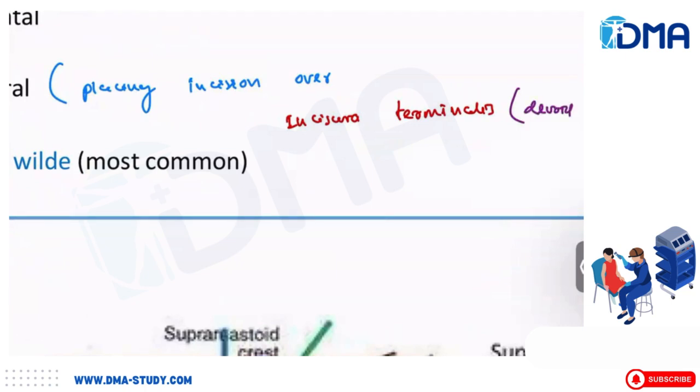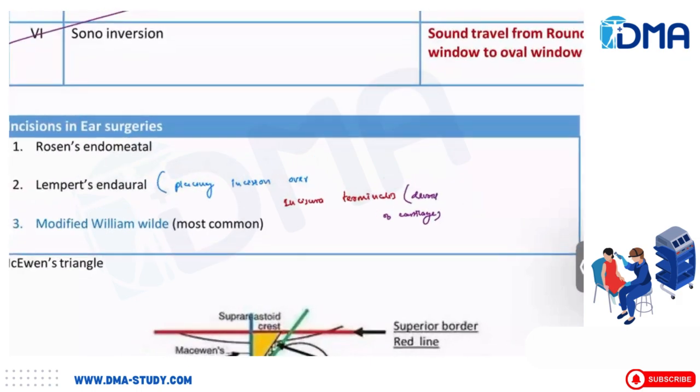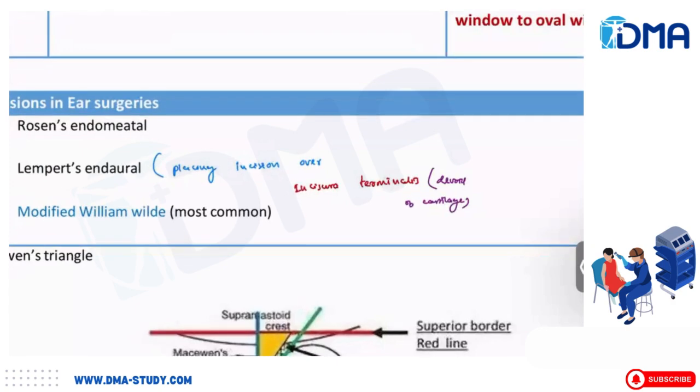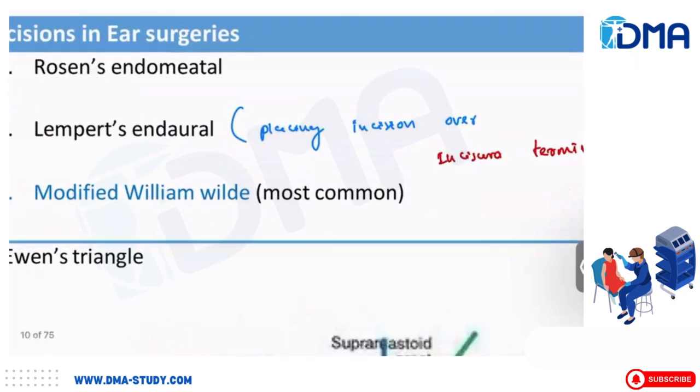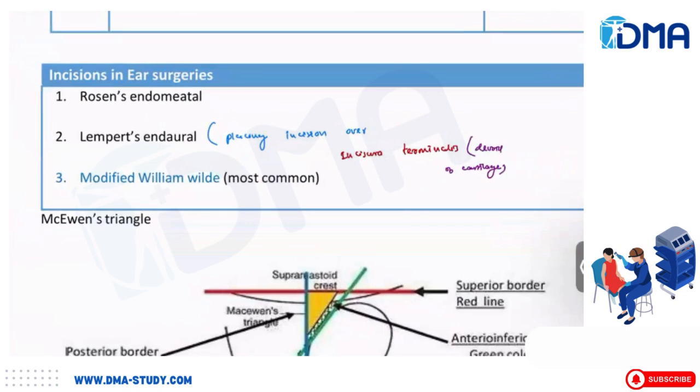is called Lempert's endaural incision. Then the most commonly used incision is the modified Wilde's incision. So with the patient having disease, we are putting an incision behind the ear, that is called post-auricular modified Wilde's incision. This is the most commonly used incision for almost all the ear surgeries. Okay, these are the surgical names.